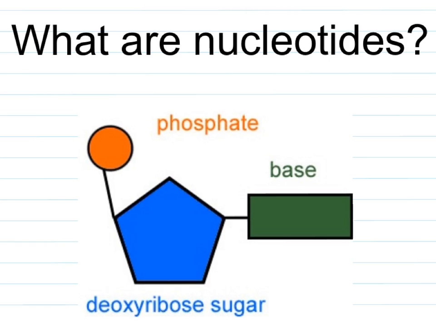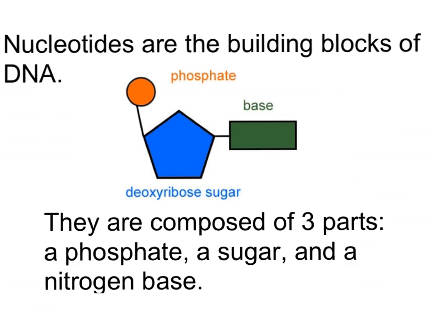What are nucleotides? Nucleotides are the building blocks of DNA. Each nucleotide is composed of a phosphate, a sugar, and one nitrogen base. Every DNA nucleotide has the same phosphate and sugar. The phosphate is shown here in orange, while deoxyribose, the sugar, is shown in blue.